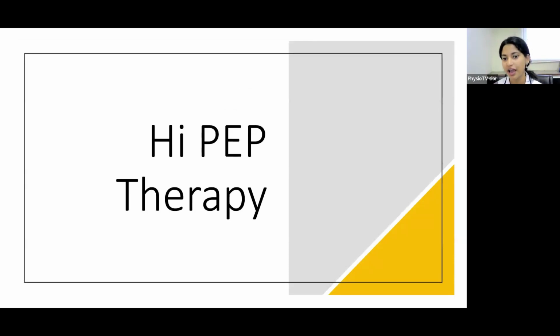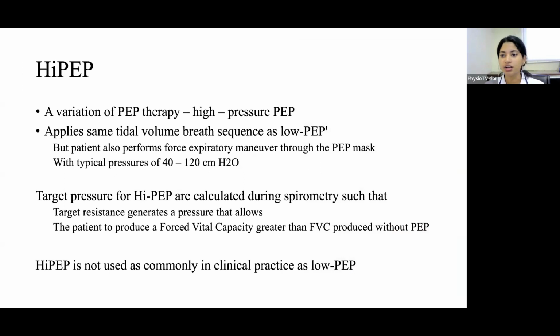Now moving on to the high PEP therapy. What exactly is different in high PEP therapy as compared to low PEP therapy? Let's understand that. So here it is quite similar to low PEP therapy. The only thing that is different here is that the forced expiratory technique is also performed into the device.